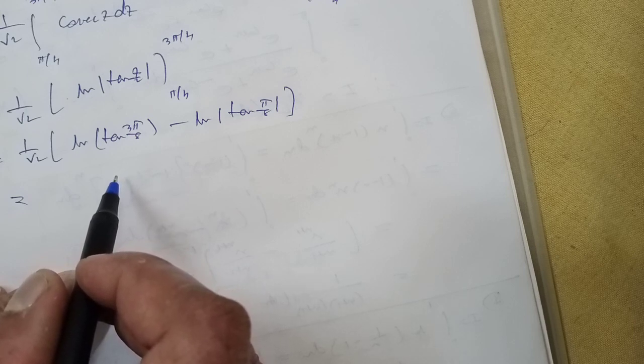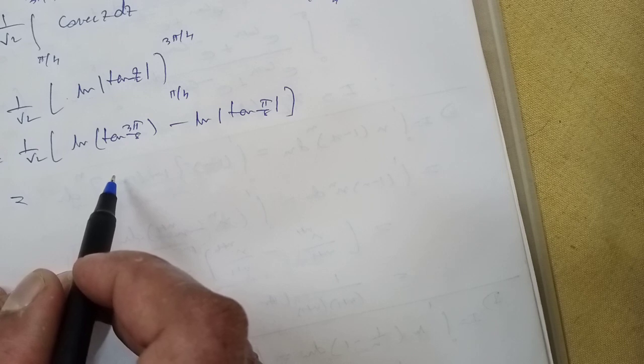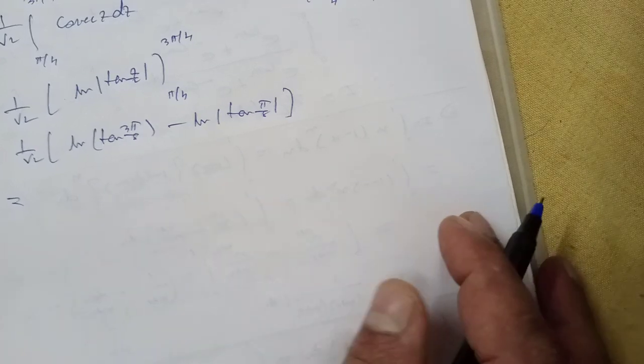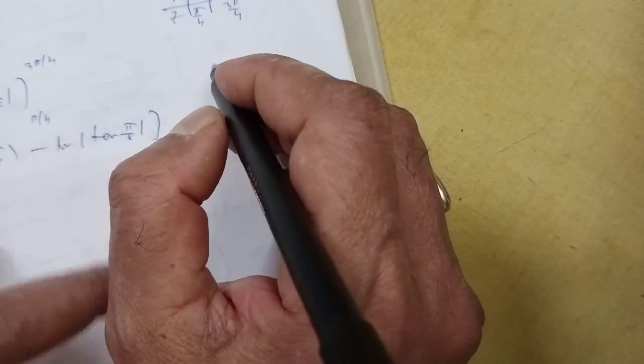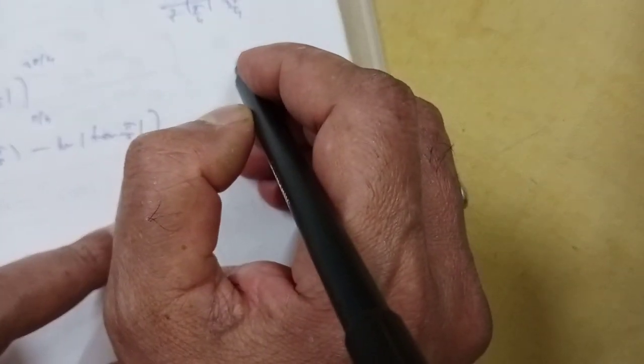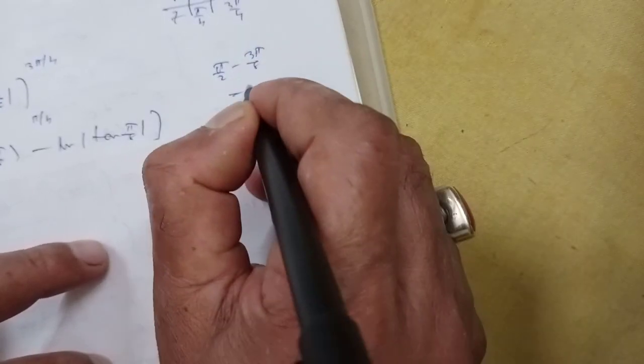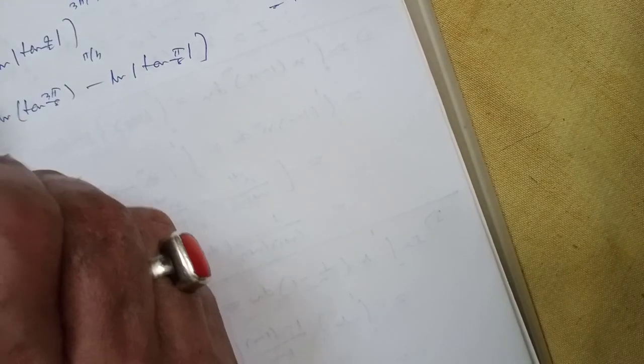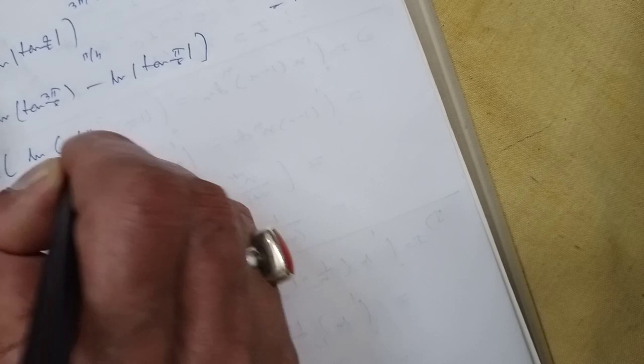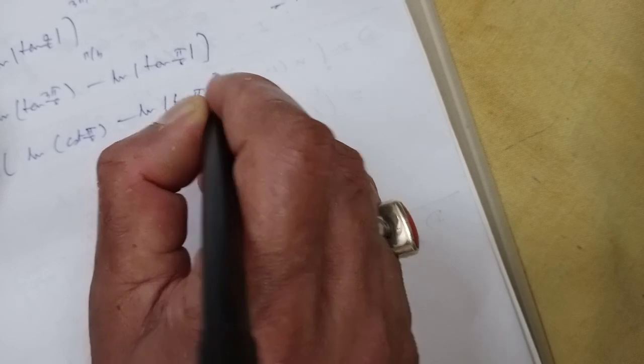Now we have to know the value of tan of 3 pi by 8. Pi by 2 minus 3 pi by 8 is pi by 8. Okay. So we can write this as ln of cot of pi by 8 minus ln of tan of pi by 8.